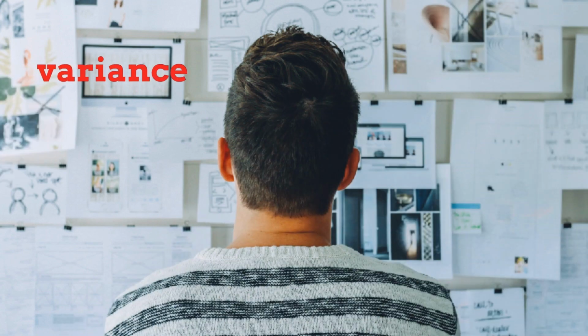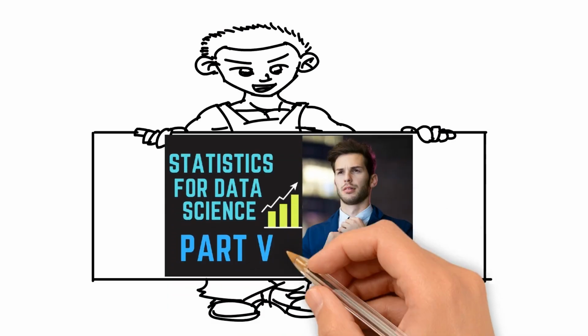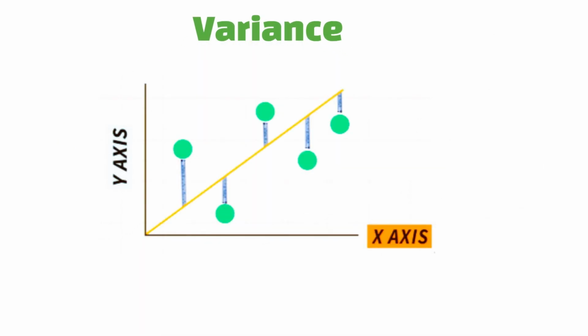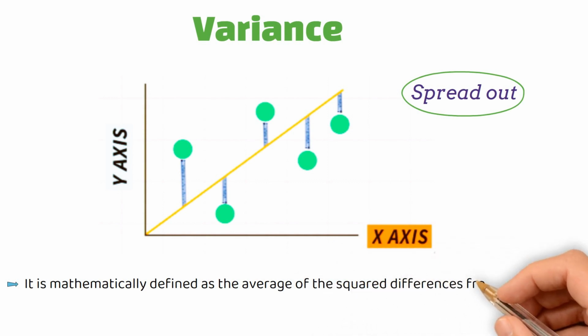In this video, we are going to discuss some important statistical terms. Please watch my previous video to understand this video better. At first, we will discuss variance. Variance measures how far a data set is spread out. It is mathematically defined as the average of squared differences from the mean.